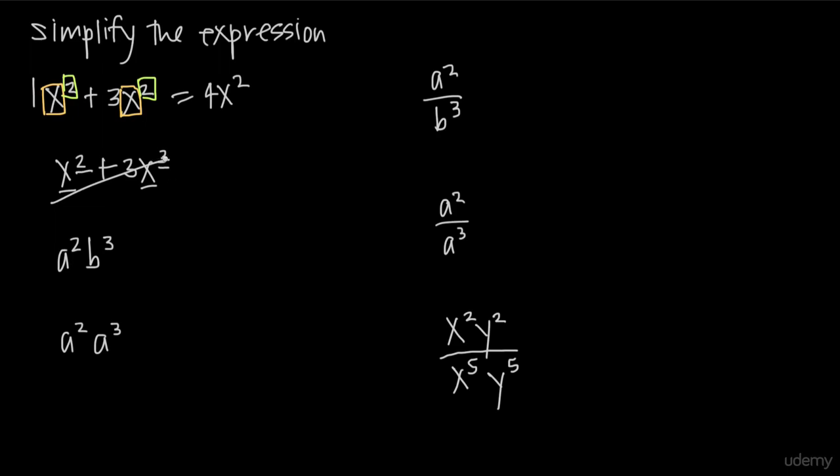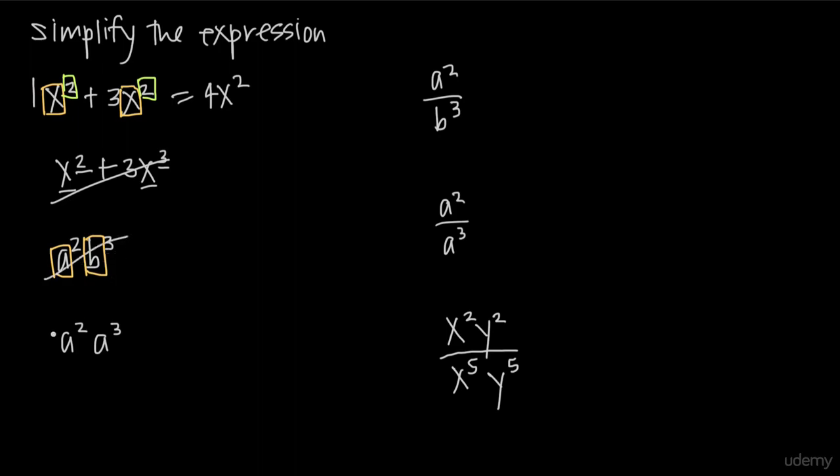Like terms get a little different though when it comes to multiplication and division. When we deal with multiplication and division, all we care about is that the base is the same, the variable or the letter, not that the exponent is the same. So for example, if we have a squared times b cubed, because these are sitting right next to each other, we know it's multiplication. All we need to look at is whether or not the bases are the same. So this one has a base a, the variable a, and this one has a base b. Because a and b are not the same, a squared and b cubed are not like terms, so we can't simplify that.